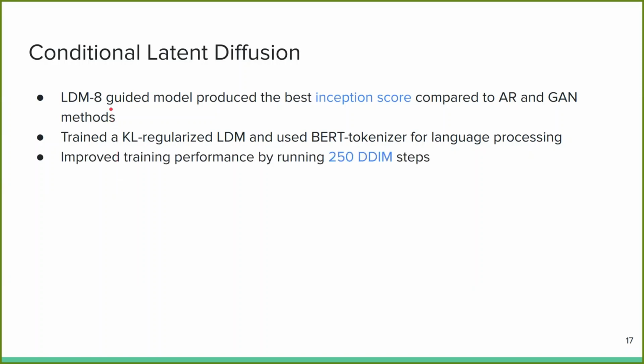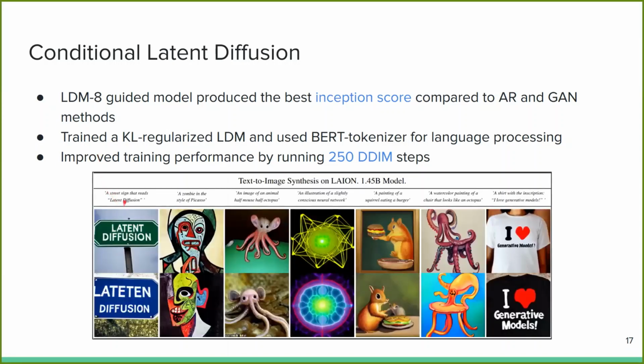We also improved training performance by running 250 DDIM steps for both the conditional and unconditional LDM, where DDIM stands for denoising diffusion implicit models, which is commonly used to accelerate sampling, which then in turn improves overall training performance. And so here are some examples that the LDM model has produced. So this first one here, you have a street sign that reads latent diffusion, produces 2 images with the same text. You have a zombie Picasso, and you get the point with the rest of these examples here.